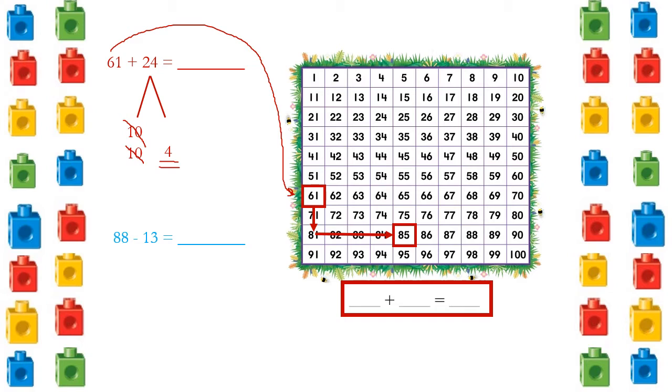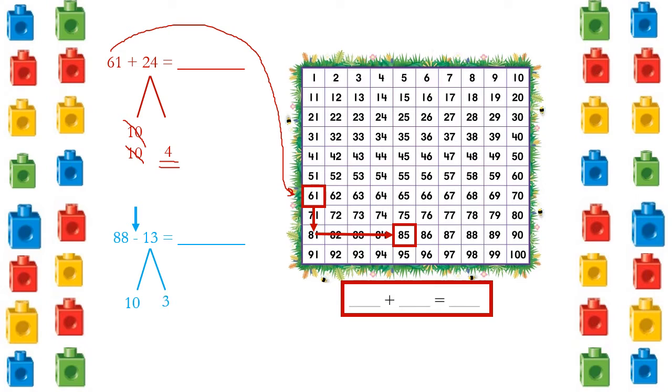Let's say we have a problem like this, 88 minus 13. Ask the same question. How many tens are in one of the numbers? And I always choose the smaller number. How many tens are in 13? And then what's left over? Well, this is subtraction, but we're still going to follow the same pattern. We have a 10 and we have 3 left over.